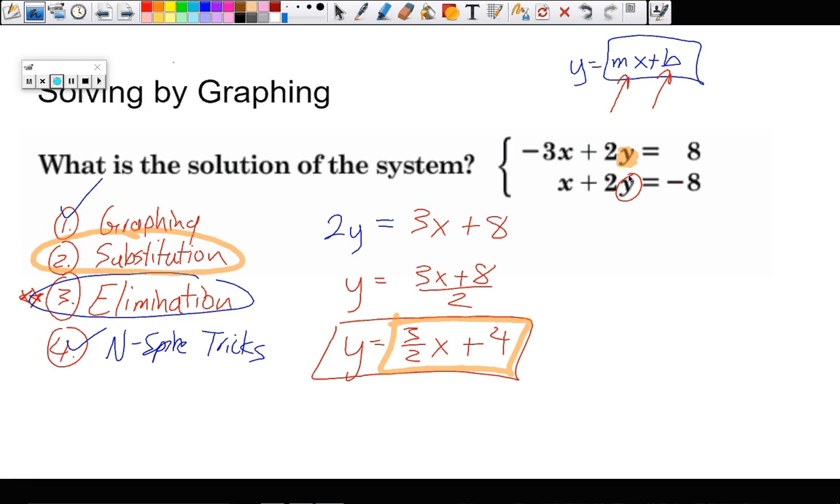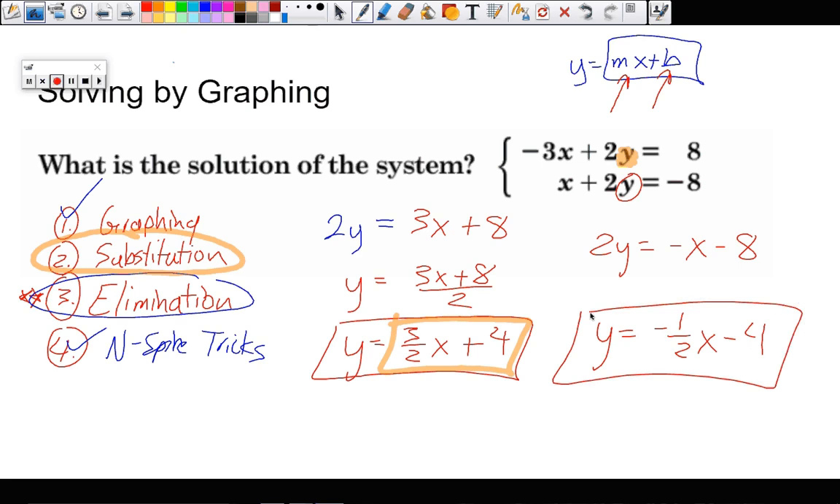I'm going to move this x over, right? So I have 2y is equal to negative x minus 8. Go with me? And now I'm going to divide by 2. So y is equal to a negative 1/2 x, minus 4. Again, I'm only putting this part into the calculator. Are we good?